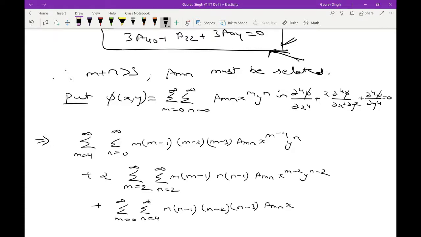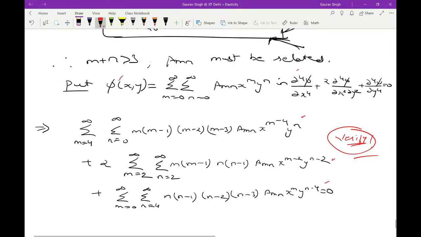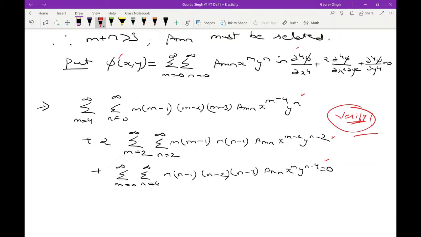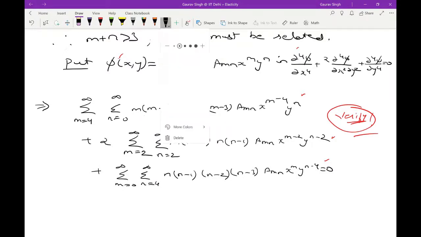Amn x to the m, y to the n minus 4 is equal to 0. You should verify this. It is easy to verify. Just put this into this and then write it of this form. So this is clearly the first term, this is the second term, and this is the third term. And this should give you an idea how many times. So clearly this has been differentiated 4 times, and that's why this is occurring like this. Okay. So please verify this.